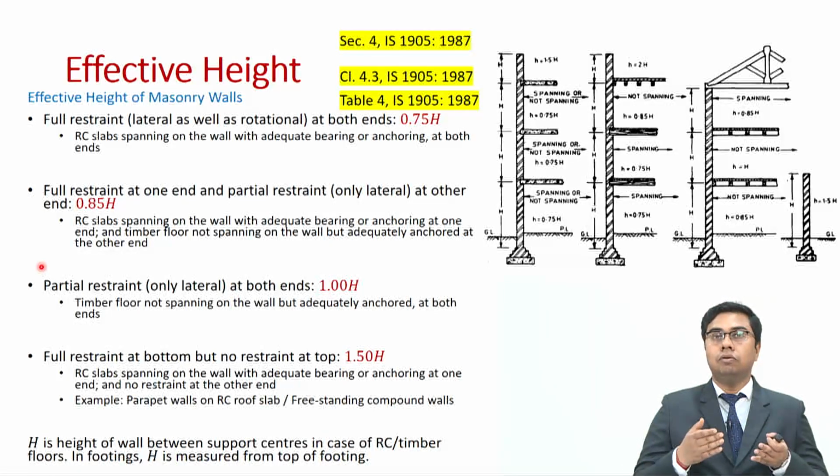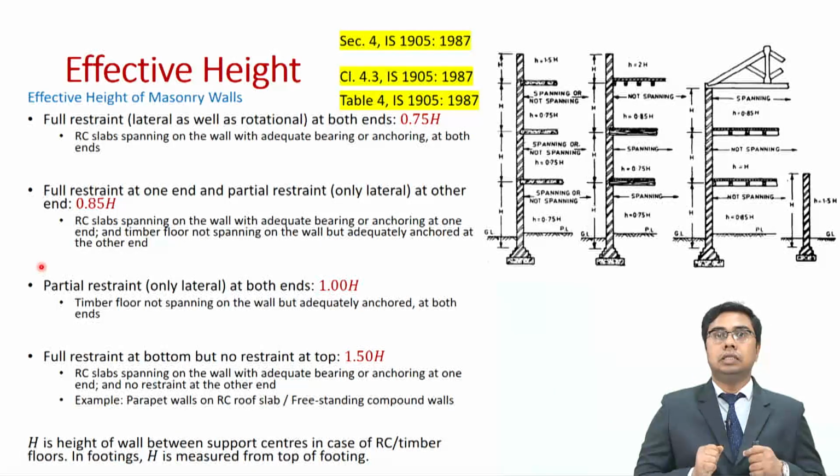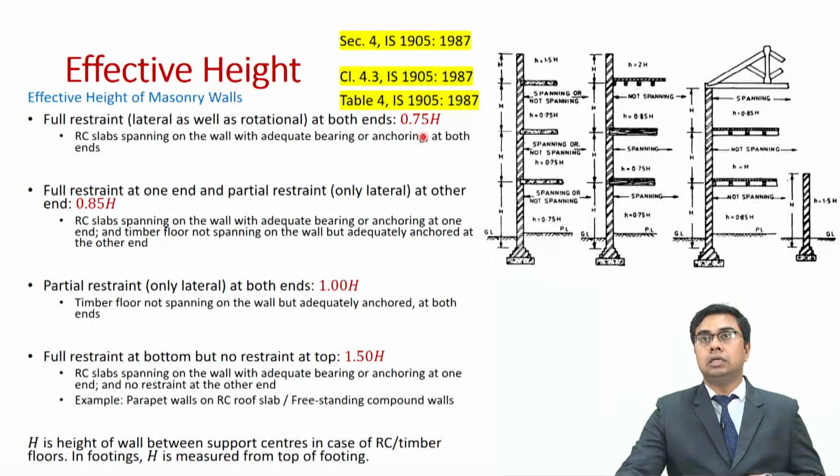So, if you have a full restraint at both the ends of a masonry wall, that is, the wall is not able to have lateral translation as well as rotational movement at both the ends, then we have the effective height as 75% of the height. What is H over here? H is the height of wall between the supports measured center to center in case of RC or timber floors. If you are doing the measurement for H when you have footing at the bottom, then in that case H is measured from the top of the footing and not from the center of the footing.